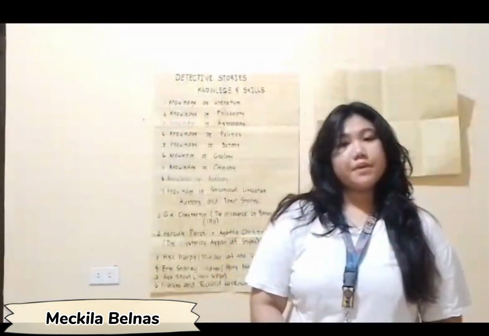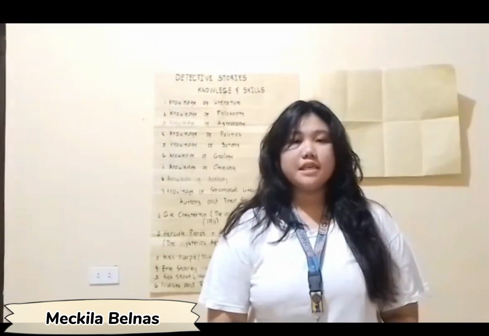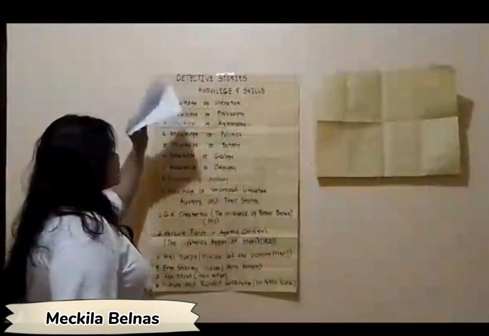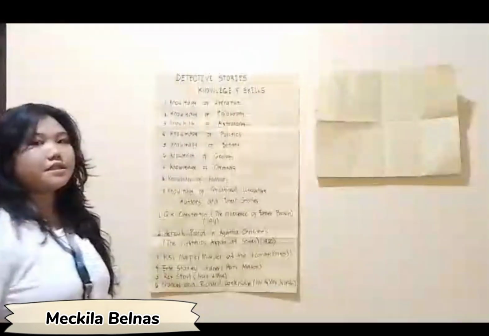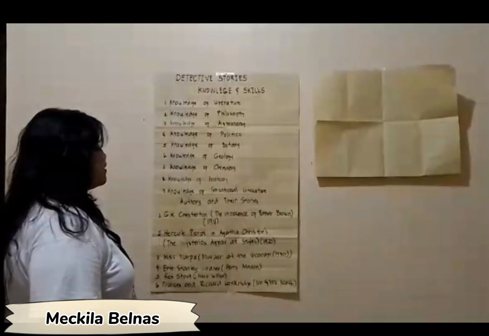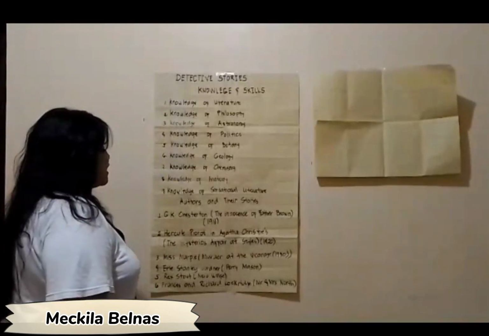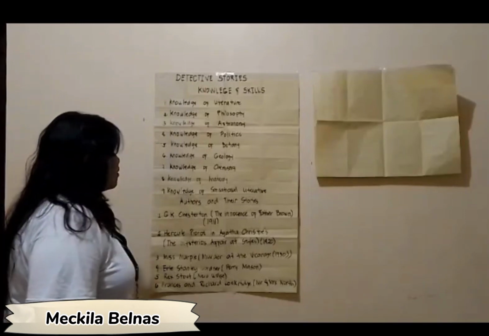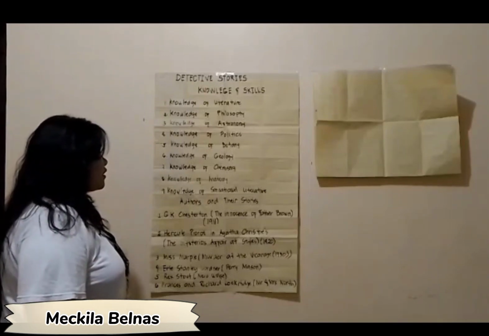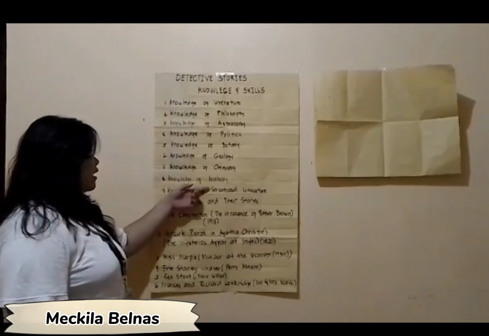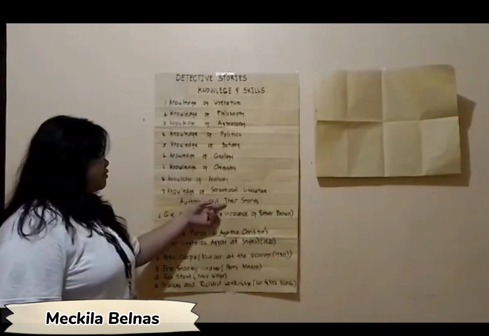So our next topic, you will learn about the knowledge and skills in learning detective stories. These are the knowledge you will learn about detective stories: first, the knowledge of literature, knowledge of philosophy, knowledge of astronomy, knowledge of politics, knowledge of botany, knowledge of geology, knowledge of chemistry, knowledge of anatomy, knowledge of sensational literature.